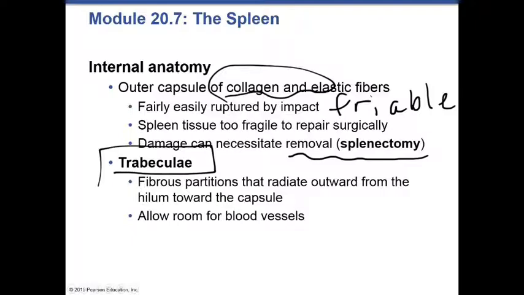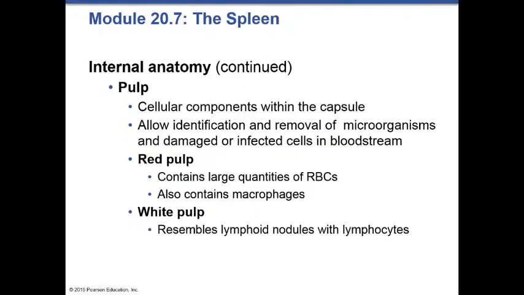So this is a very spongy-like structure radiating out from the hilum, and this gives lots of space for blood vessels to come in and for blood to be filtered as it passes through layers or areas of these immune cells.